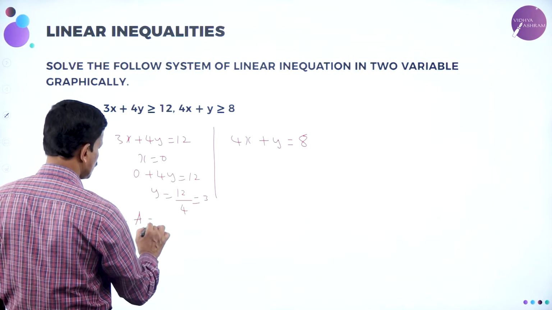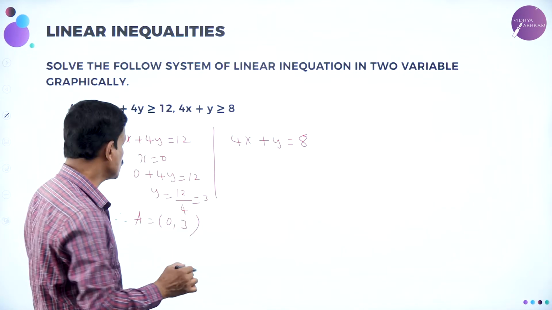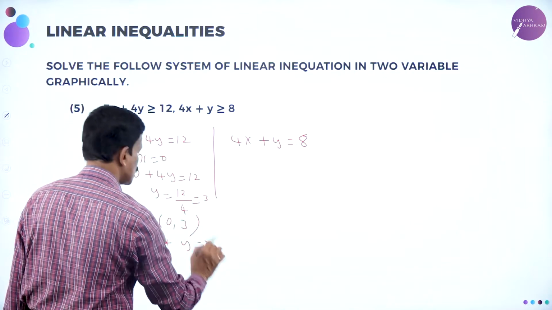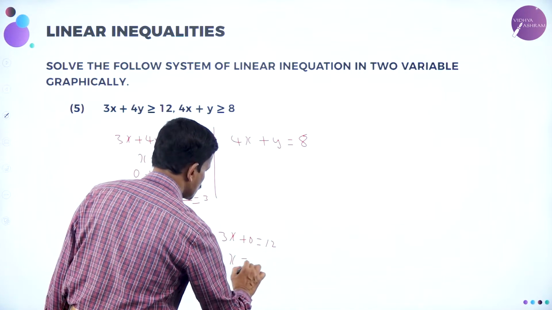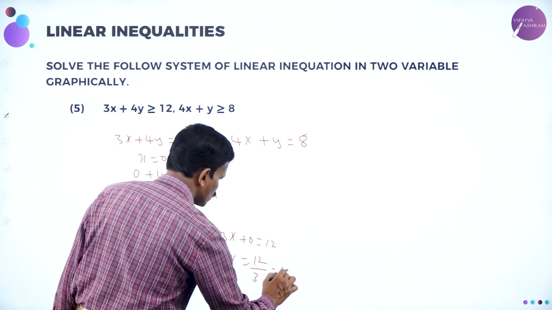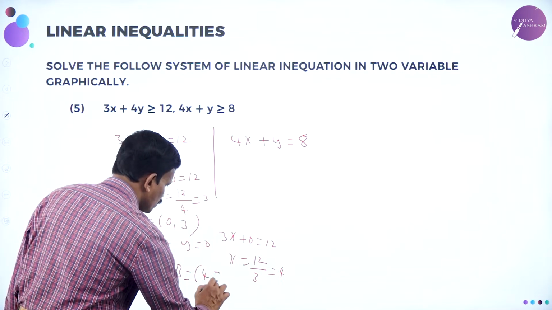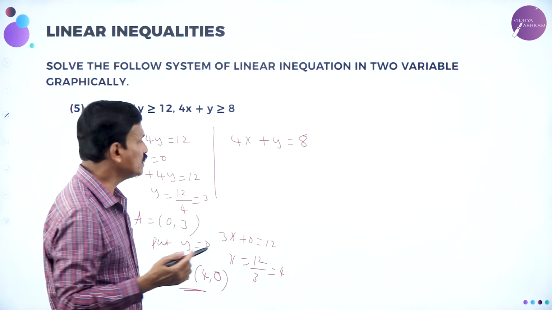Therefore, the first point A is equal to (0, 3). Similarly, put y is equal to 0. If you put y is equal to 0, what you will get? 3x plus 0 is equal to 12. X is also equal to 12 by 3, that's equal to 4. So, the second point B is equal to (4, 0). Right. Now, let us come to the second line, second curve.